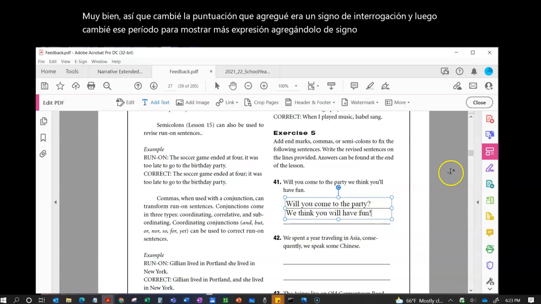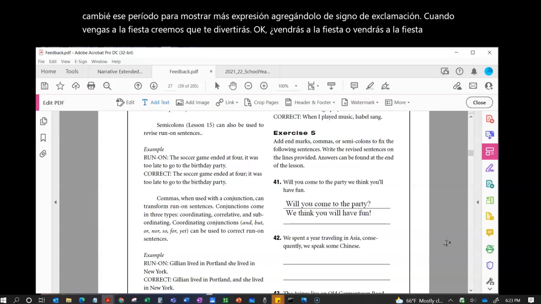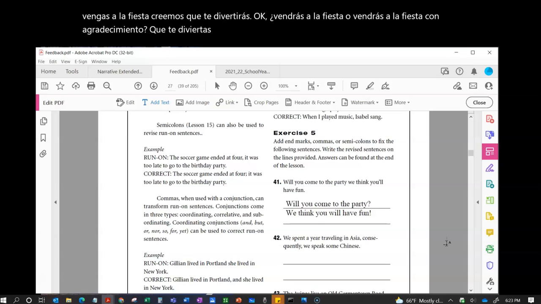Will you come to the party? We think you will have fun. Okay, will you come to the party? Oh, will you come to the party? We think you'll have fun. Definitely. Of course I will, if you put it that way.